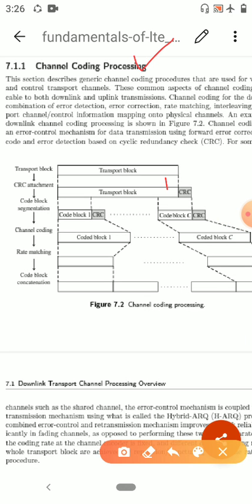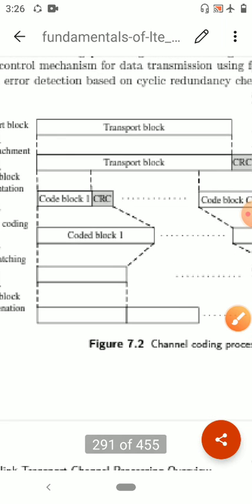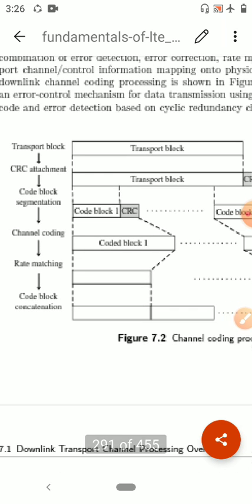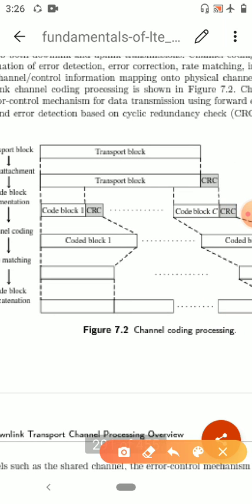Channel coding for the downlink is a combination of error detection, error correction, rate matching, interleaving, and transport channel or control information mapping into physical channels. An example of the downlink channel coding processing is as shown in this figure.